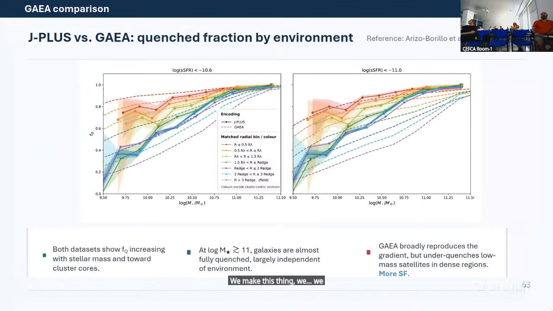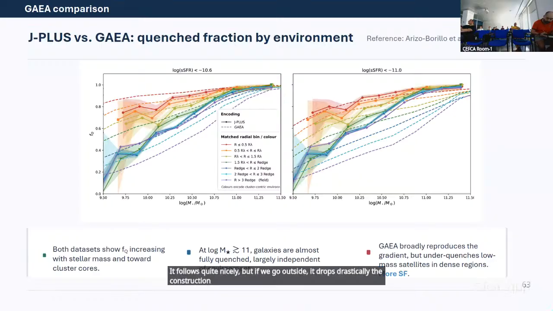So just the final slides, we make the same. We compare the quench fraction of J-PLUS and GAEA. Our scatter points are from J-PLUS, and the lines are from GAEA. So basically here, if we focus on the right plot, we see basically a big problem. Basically, there are more star-forming galaxies at all stellar masses and at all cluster-centric distances. You see that the inner part follows quite nicely, but if we go outside, the quench fraction drops drastically. Here are some pictures.